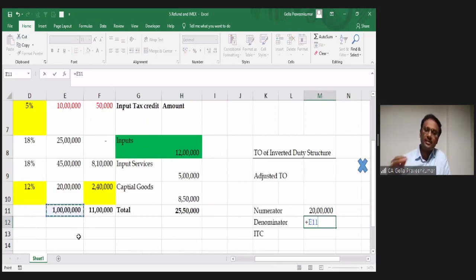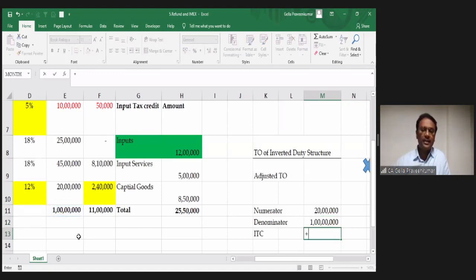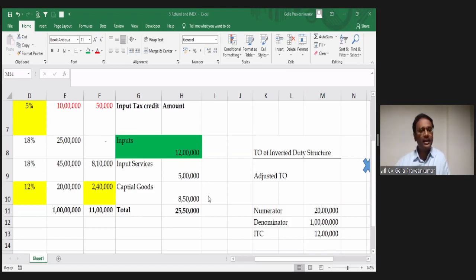My denominator is adjusted turnover, that is your total supplies made during the tax period. And what is your input tax credit? My input tax credit is 12 lakhs, as a couple of you have confirmed, like Jitin, Venkat, Ambika. This is only inputs and not others per se. Yes, ma'am. So my ITC is 12 lakhs. And my output tax I've already calculated and paid, it is 2,40,000. So let's go ahead and apply the formula.